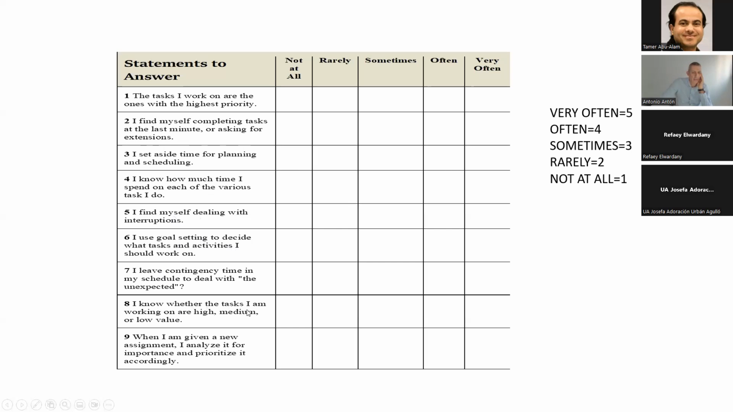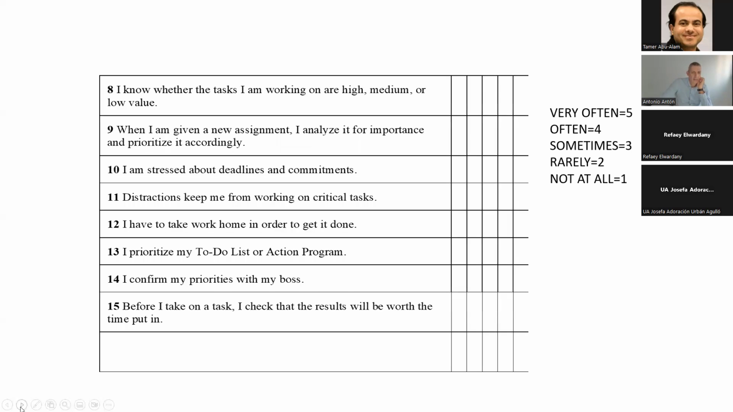I know whether the task I am working on is of high value. When I'm given a new assignment, I analyze it for importance. I'm stressed about deadlines and commitments. Distractions keep me from working on critical tasks. I have to take work home in order to get it done. I prioritize my list. I confirm my priorities with my boss before I take on tasks. I check that results will be worth the time put in.